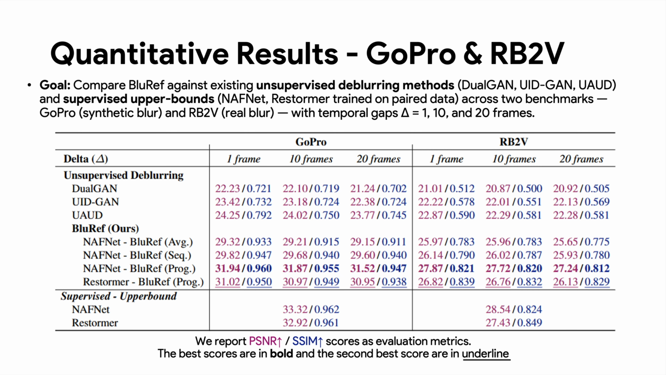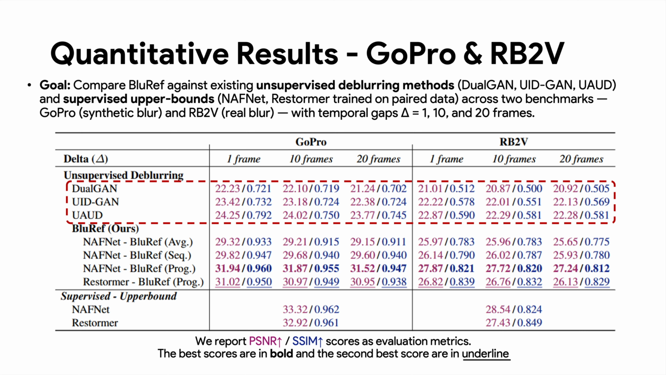Okay, now it's the results. As described at the top, we compare BluRef against existing unsupervised methods and supervised upper bounds across GoPro and RMB2V. Just looking at the table, unsupervised baselines sit in the low 20s. BluRef with NAFnet progressive averaging reaches 31.94 on GoPro, just 1.4 dB below supervised NAFnet at 33.32. On RMB2V, we hit 27.87, actually surpassing the supervised Restormer at 27.43.